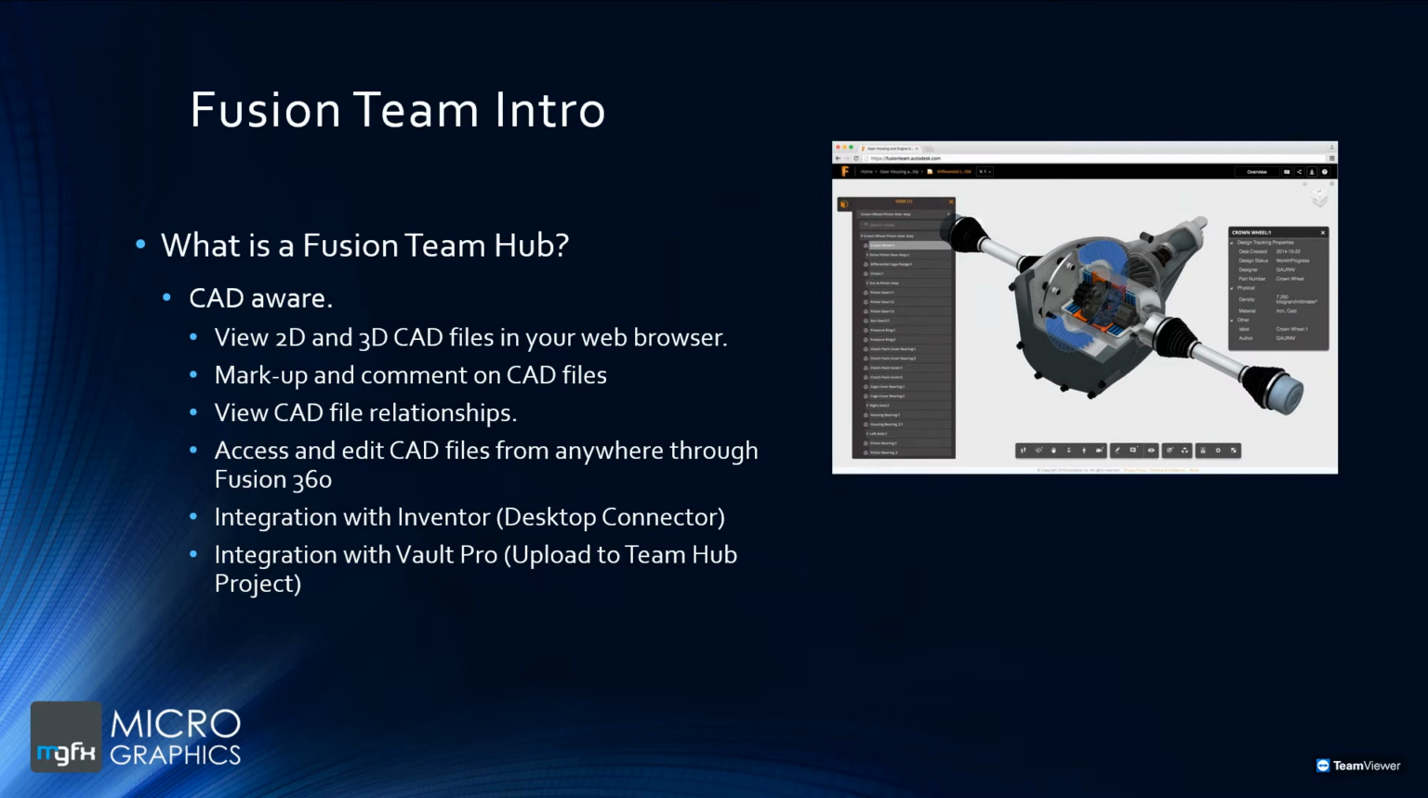I said a little earlier in the previous slide that Fusion Team is CAD aware. What this means is that within Fusion Teams, it has the handlers to be able to view 2D and 3D CAD files directly in your web browser. You can see on the right-hand side a gearbox or a differential that is being viewed inside of, it looks like, Safari. So it's being viewed on a Mac. You don't have to be using a Windows system.